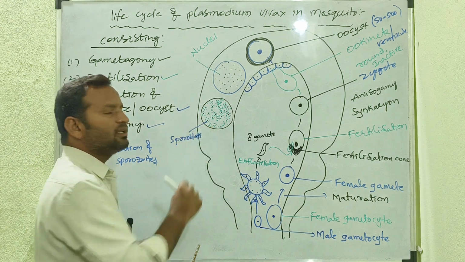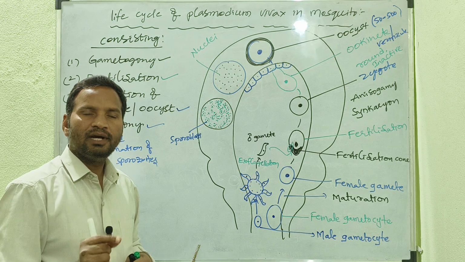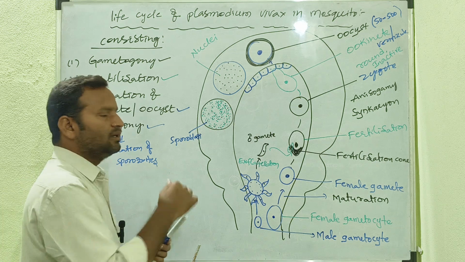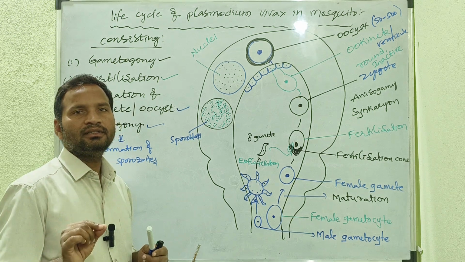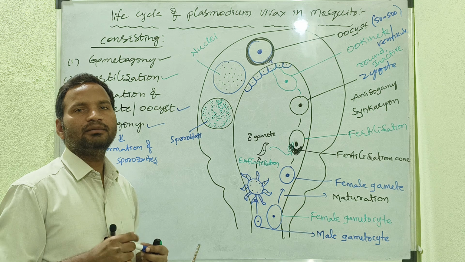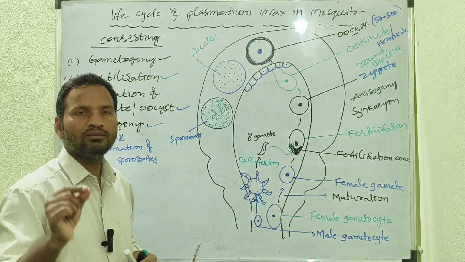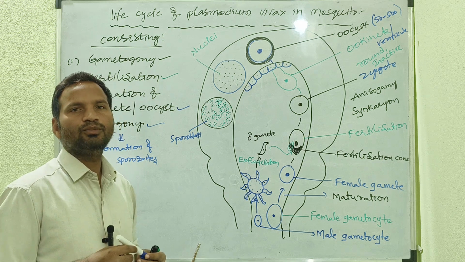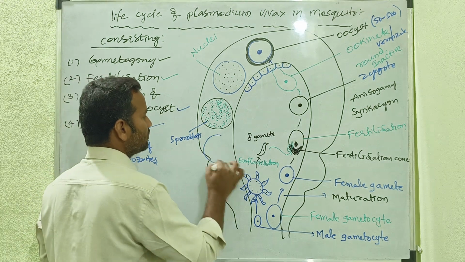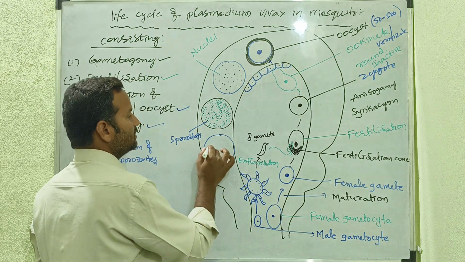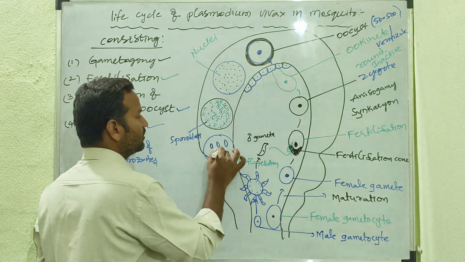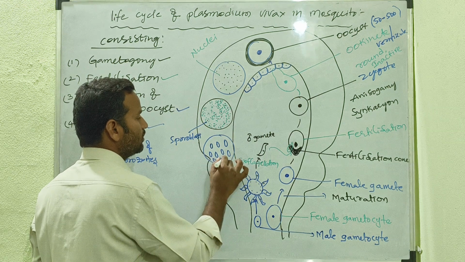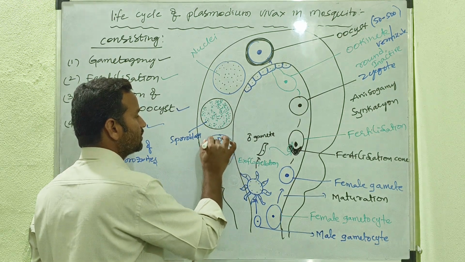Then the nucleus of the sporoblast divides again and forms several nuclei. Then each nucleus gets surrounded by a bit of cytoplasm and is transformed into sickle-shaped sporozoites. Yes, in the next stage, what is this? Sporozoites, like this.